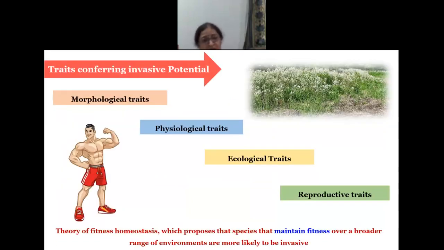So this increasing impact of invasiveness is certainly because of certain traits which give invasive potential to these plants. So we can classify them as morphological traits, physiological traits, ecological traits, and reproductive traits. The theory of fitness homeostasis proposes that the species which maintain fitness over a broader range of environmental conditions are more likely to be invasive. It means these plants can adjust themselves to different climatic conditions, different soil conditions, different types of biodiversity, poor or rich area, by changing their structure, by changing their metabolic process, and even they change the reproductive traits of the plant to become more prominent and more successful in any new area.